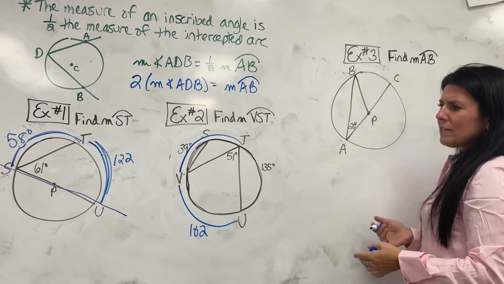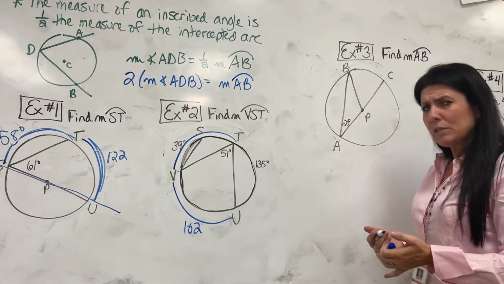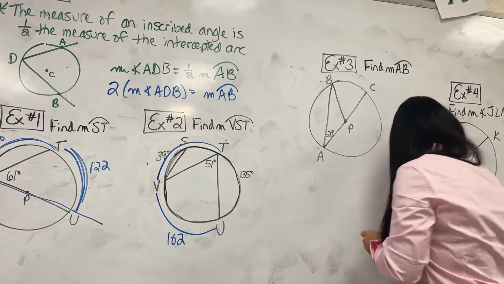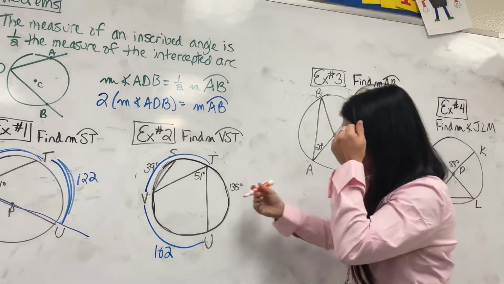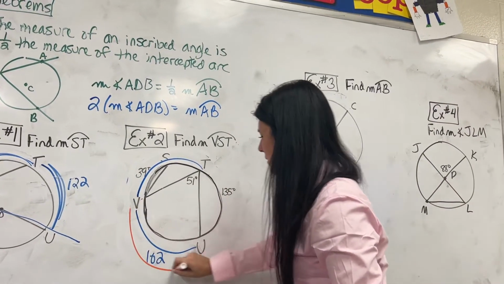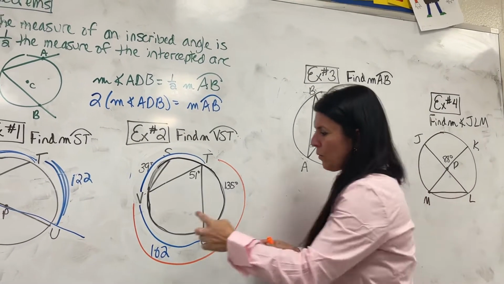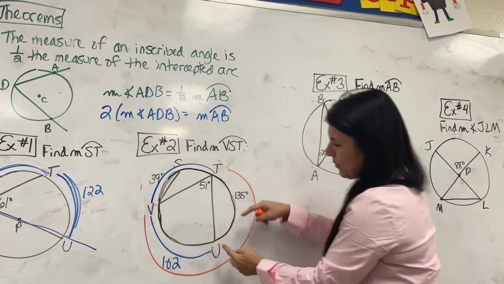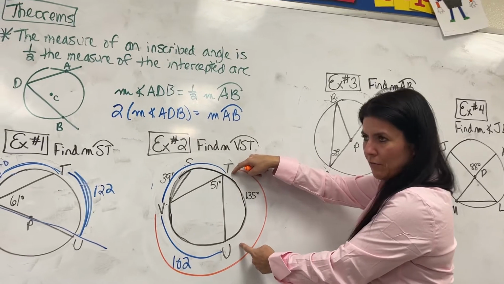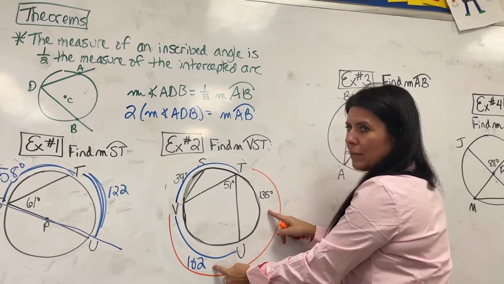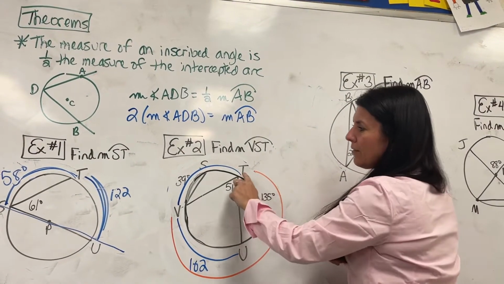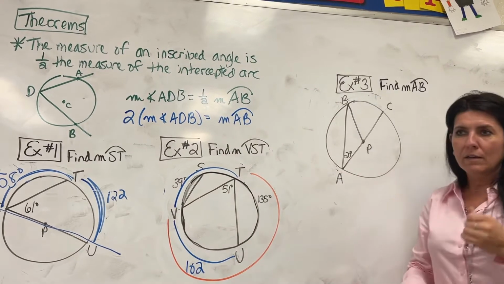So now we can do this a couple of different ways. I think the simplest way to do this is to take this part, that arc, and subtract from 360. We know that this is 102. We know this arc is 135. If we add these two together and subtract from 360, that would give me the arc that I want.